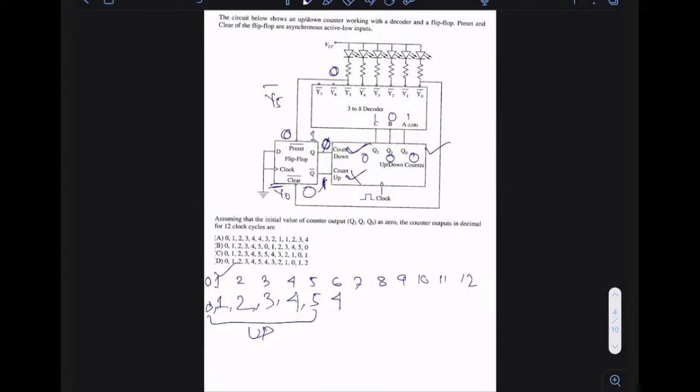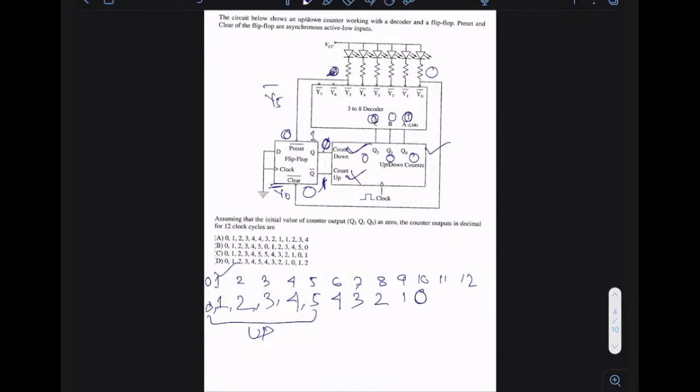In the 7th clock cycle, the counter is again in down mode only. So the down state of 4 is 3, down state of 3 is 2, down state of 2 is 1, and down state of 1 is 0. Now the moment the 10th clock is given, the counter will produce the output 0, 0, 0. When the counter is producing output 0, 0, 0, what's going to happen now? Y0 bar will be 0, and the rest of the bits will be 1.